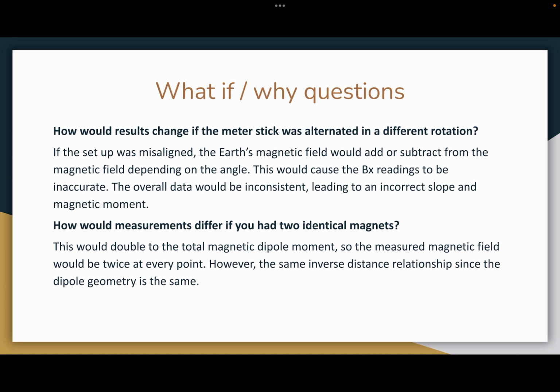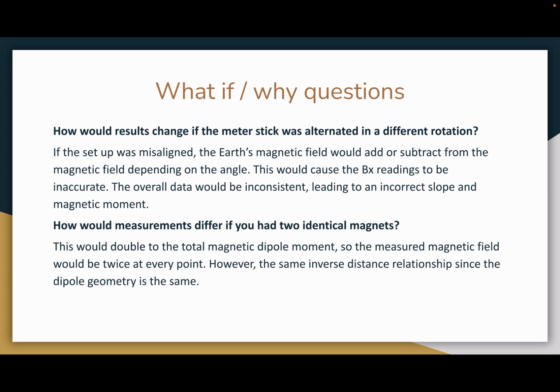For the what-if questions, the first one: how would results change if the meter stick was alternated in different rotations? If I hadn't aligned the setup with magnetic north, Earth's field would have added or subtracted from the magnetic field, causing inaccurate Bx values and an incorrect dipole moment. The overall data would be inconsistent, leading to an incorrect slope and magnetic moment.